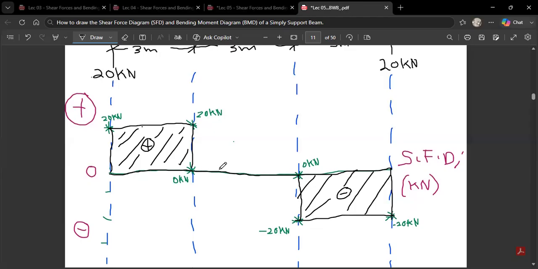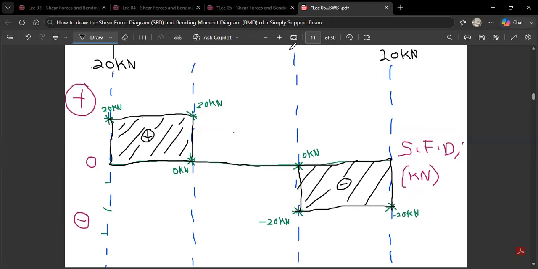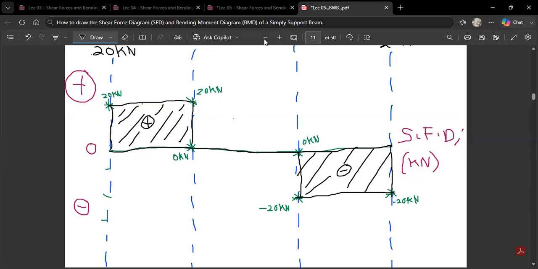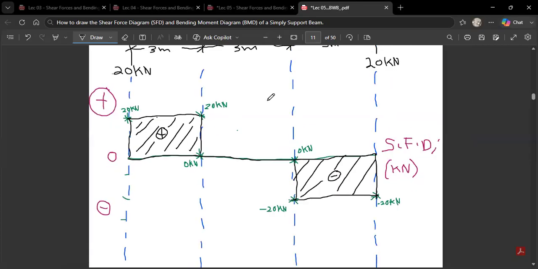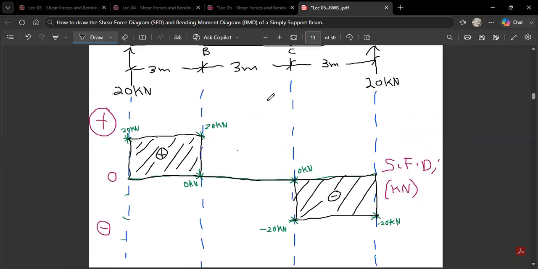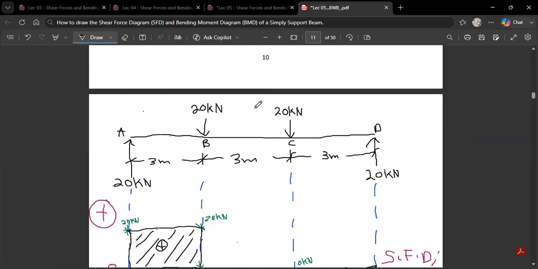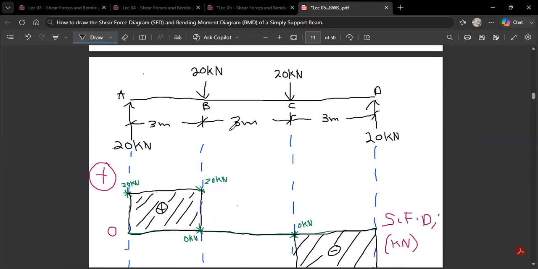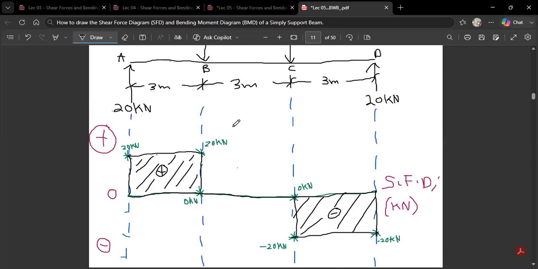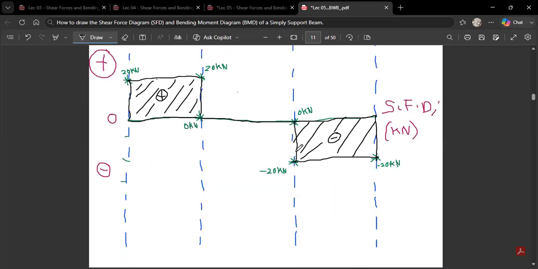So from here, what do we go and do? We're going to plot the bending moment values also. Then we draw the bending moment diagram. Okay. So we are done drawing the shear force diagram. We've gotten the map. Then from here, what are we going to do? We come and draw the bending moment diagram also.